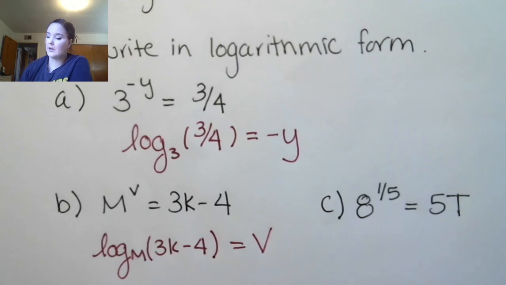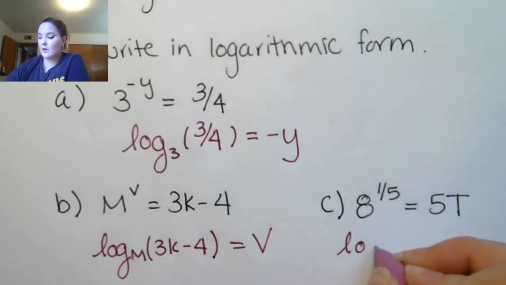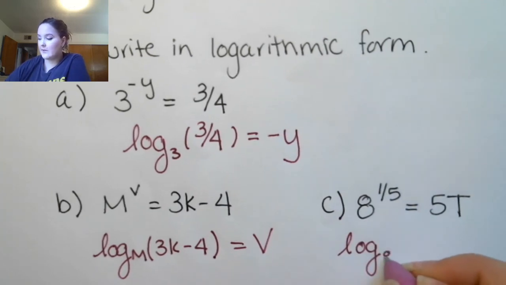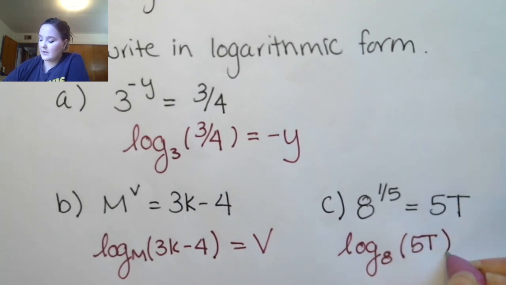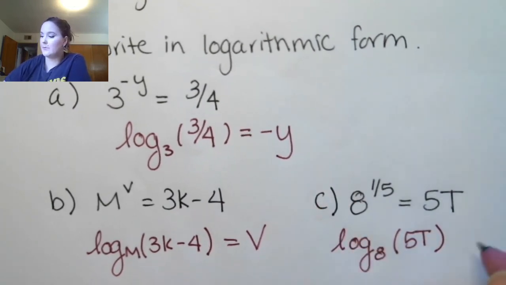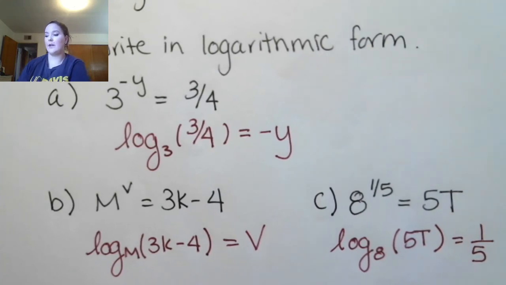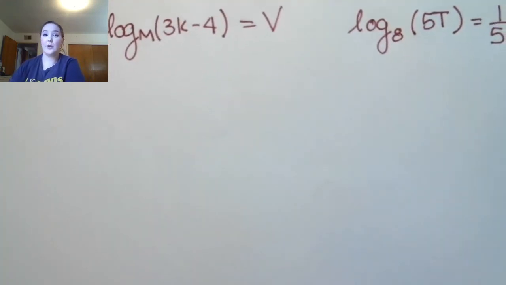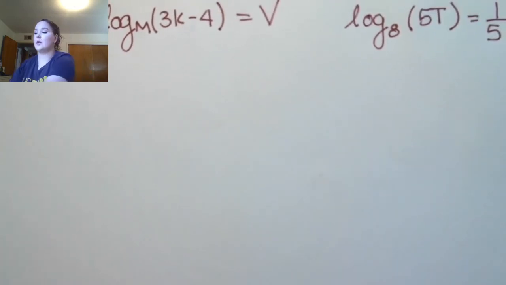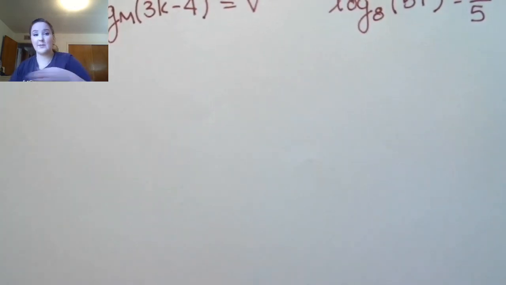Okay. So let's look at this one. The base of our log is going to be the base of our exponent, which is 8. Okay. The right side is going to become our input, 5t. Okay. And the exponent becomes the answer, 1/5. All right, so in our last example, we're going to go ahead and go the other way. So we're going to change, in that example, we changed from exponential to log form. And in this example, we're going to change from log form to exponential form.